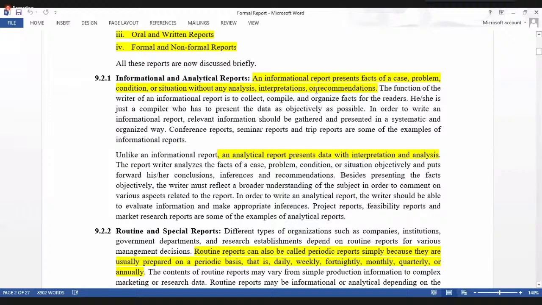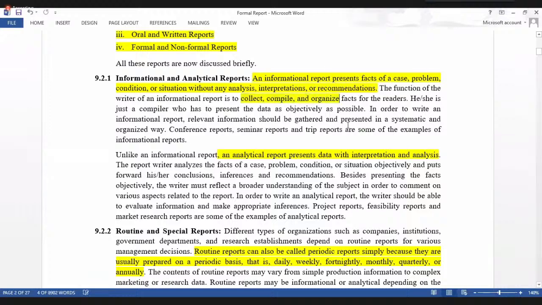So we just present the facts. We don't make any analysis of the facts. We don't make any interpretation. We don't analyze. We just present the facts. So that we do in an information report. The function of the writer of an information report is to collect, compile, and organize facts for the reader. See, these 3 points. Collect.